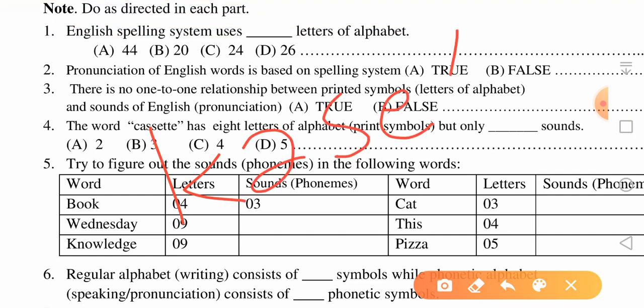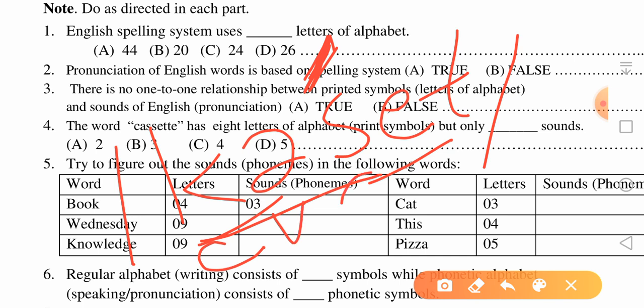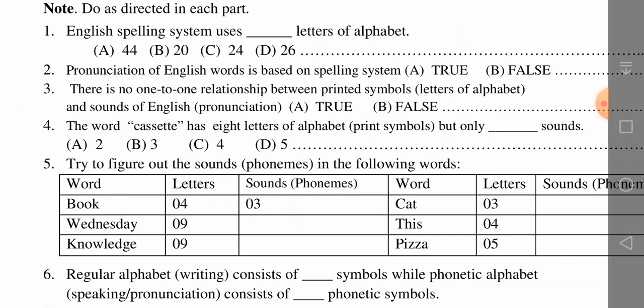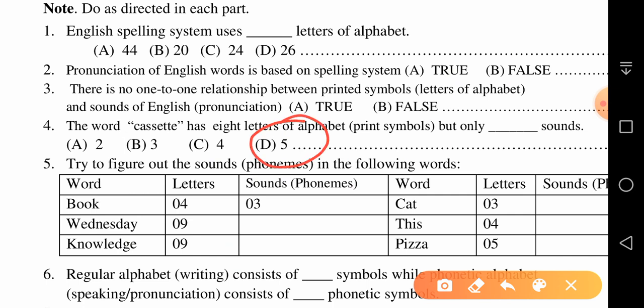Cassette. There are 2 syllables, cassette. Here is the stress mark. English people place the stress in this word on the second syllable. Cassette: consonant, vowel, consonant, vowel, and then again consonant. So there are 5 sounds, and the correct answer will be 5.